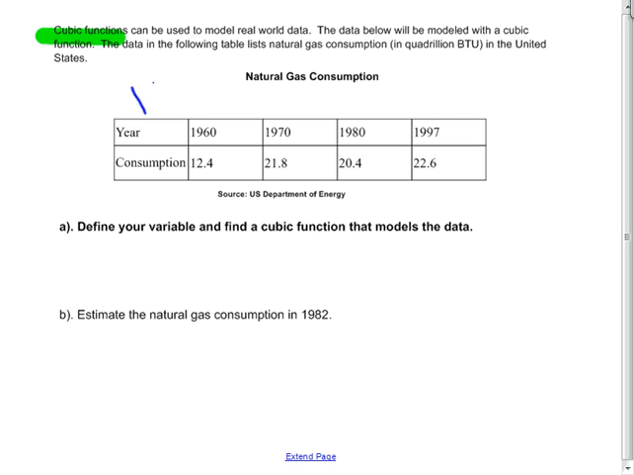Cubic is y equals ax cubed plus bx squared plus cx plus d. Now I have 4 unknowns I have to find. If I have 4 unknowns, I have to have a system of 4 equations, which is part of the reason I have 4 points here. They tell you it's cubic, which means I have to have 4 points.